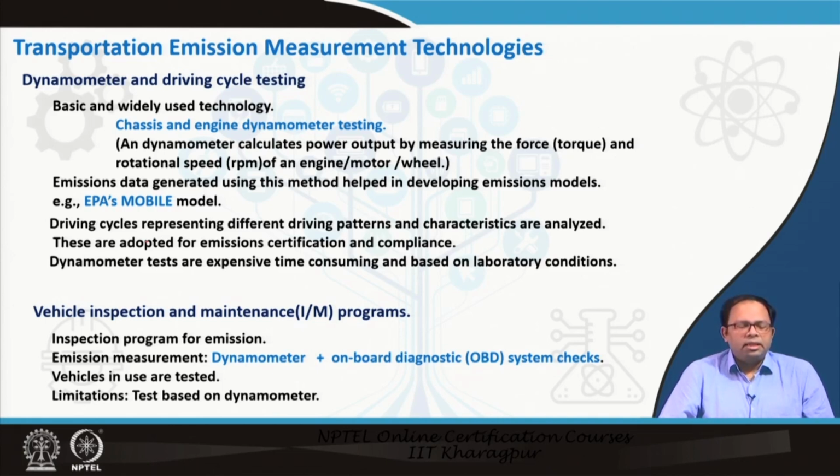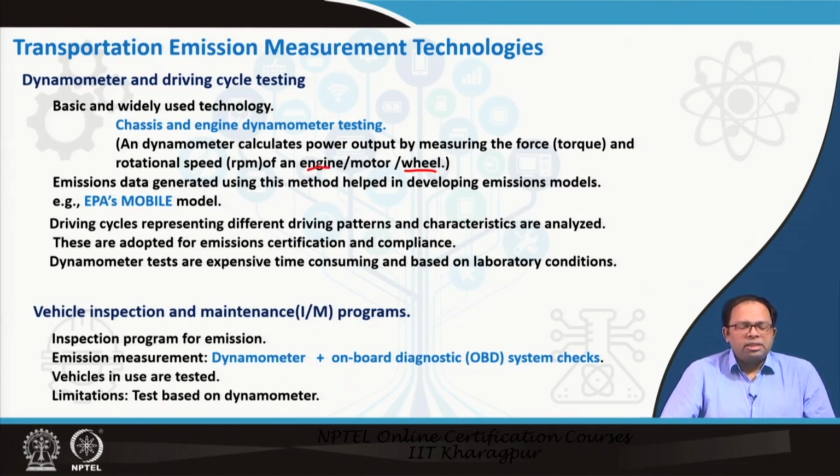One is the chassis dynamometer testing and the other is the engine dynamometer testing. Now a dynamometer calculates power output by measuring the force or torque and the rotational speed of the engine, motor or the wheel of the vehicle. So when it is the wheel of the vehicle, then it is chassis dynamometer testing, and when it is directly the engine, we can say it's engine dynamometer testing.